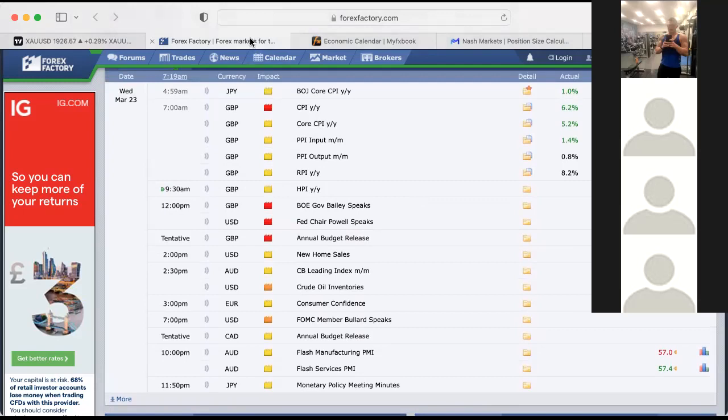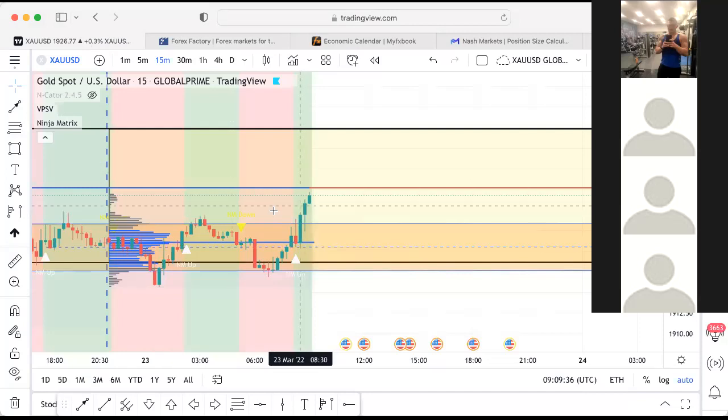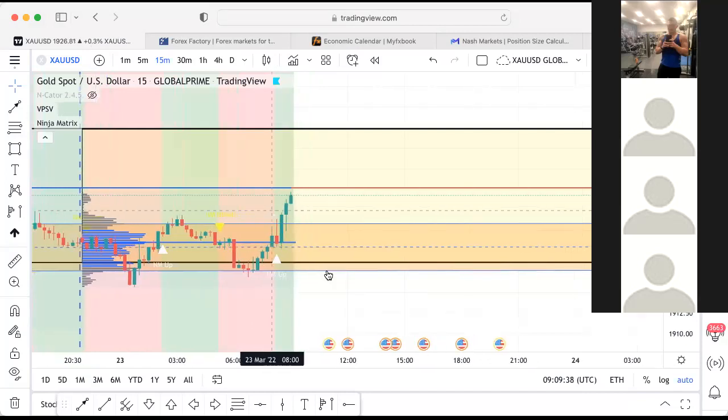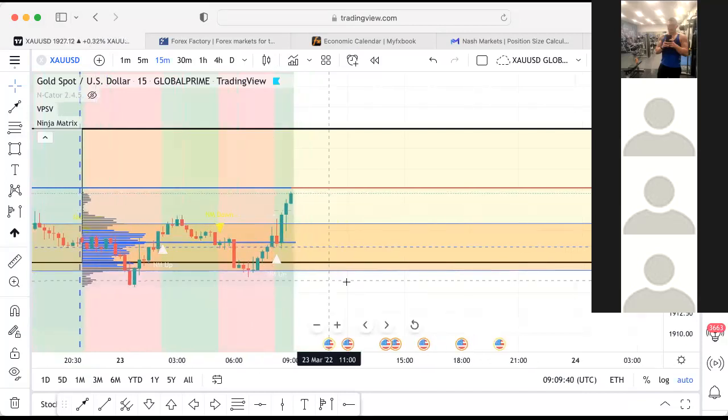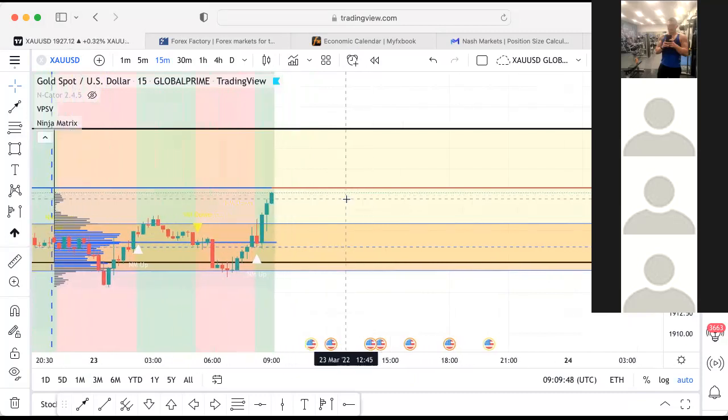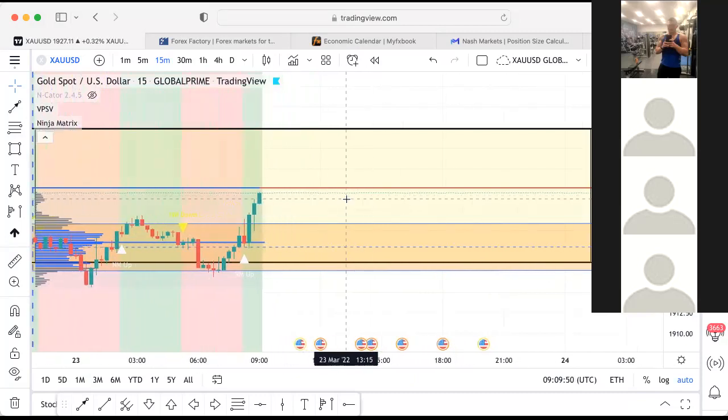Although I didn't show you, I had actually looked at the news early this morning and realised that 11 o'clock, 12 o'clock is the major news at the minute. So where we're going, we look as if we're heading towards the red line, don't we?